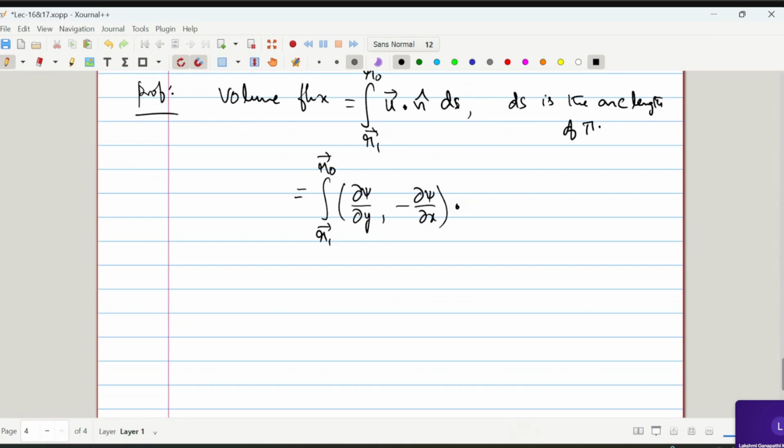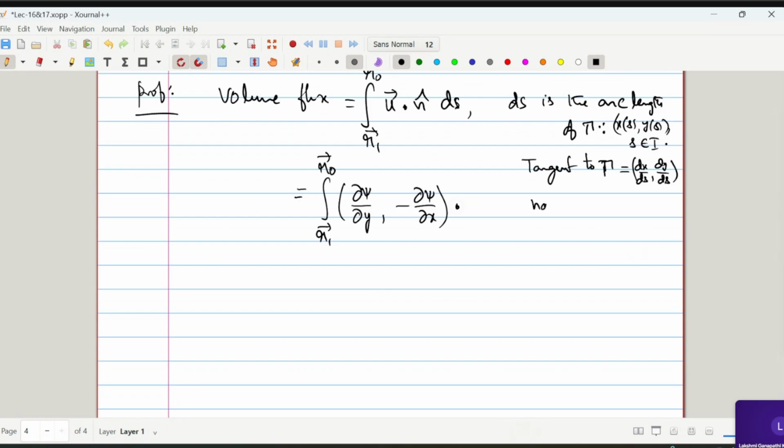Now you have this curve gamma. What is the tangent to gamma? Once you parameterize it, what is the tangent? This is only a two-dimensional curve, so you can represent it as x of s, y of s. So gamma of s is x of s, y of s, where s is the arc length and s belongs to I. That's how you go from R1 to R0. So the tangent is simply dx by ds, dy by ds.